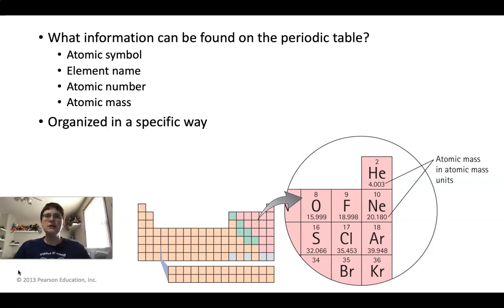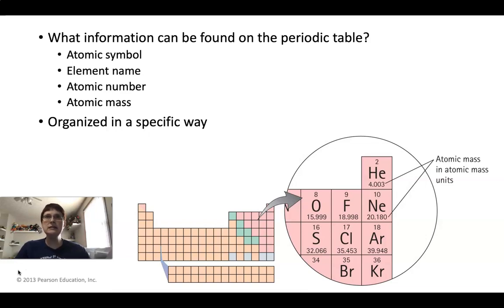So this video is going to start with talking about the periodic table, and we're going to be looking at the different groups of elements that are on the periodic table, the big groups and the individual groups, and their characteristics, and what we might use some of them for. So starting off, what information can you find on the periodic table?